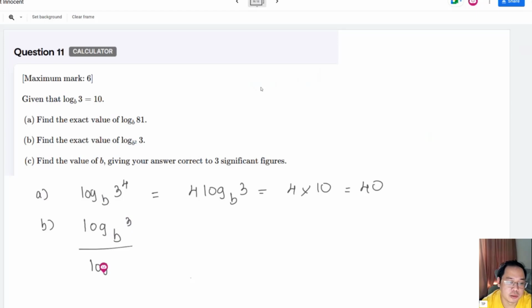Similarly, for question B, you use the base change formula, but this time the base is b squared, not the square root like in question 10. Log base b of 3 over log b of b squared. Exactly, well done, you got it. Log b of b, meaning 2, and so the final result is 5.